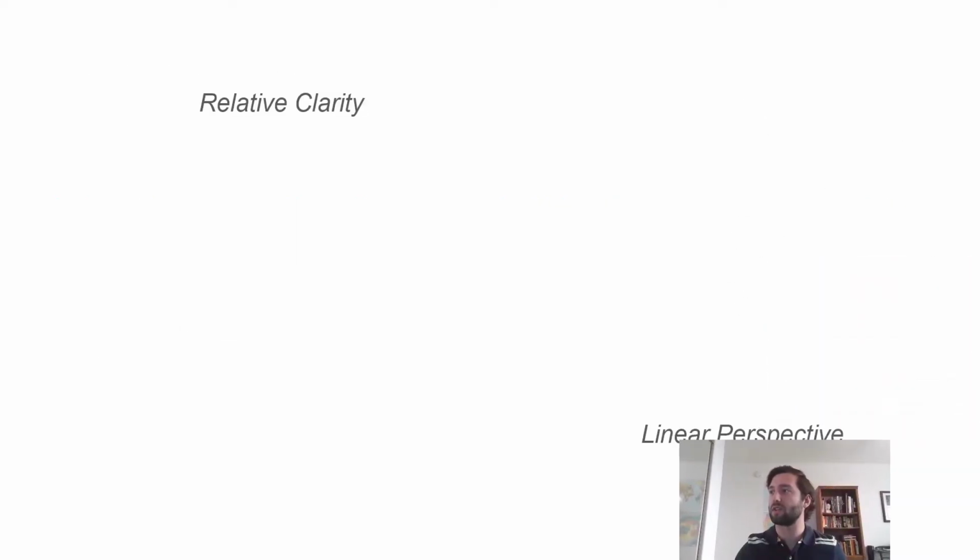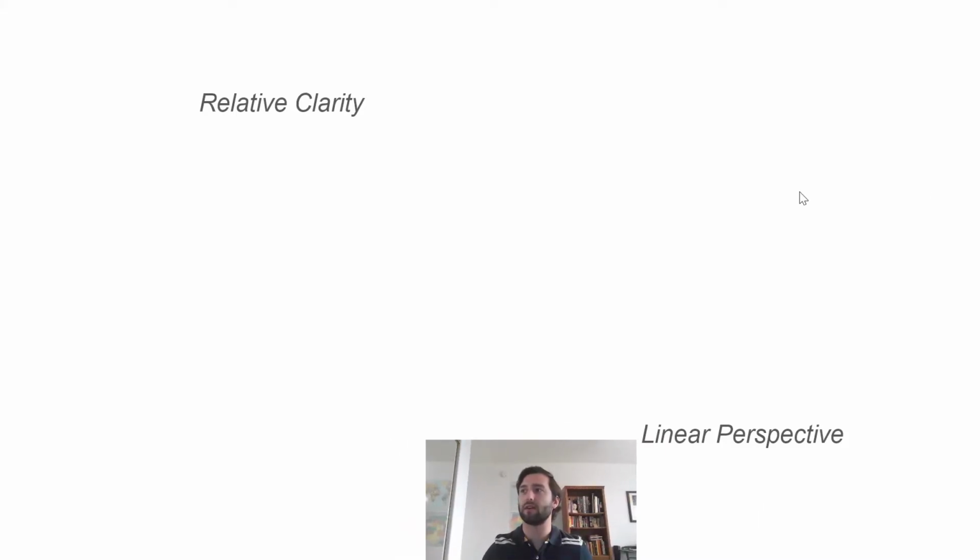Okay, so we're going to start looking at these a little bit. I think right here should be fine. So the first monocular cue that we're going to look at is what is called relative clarity.